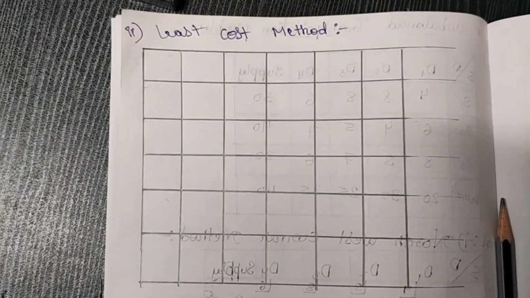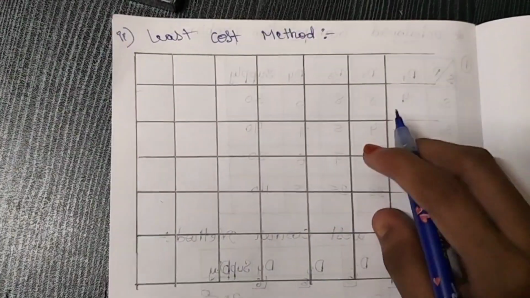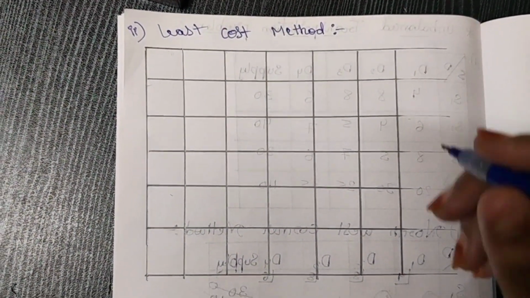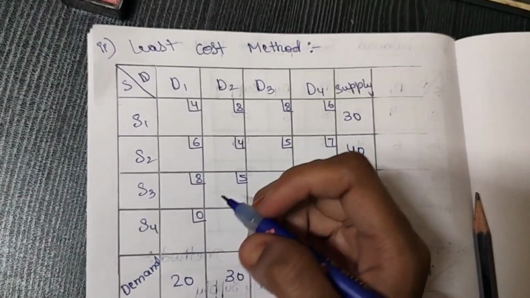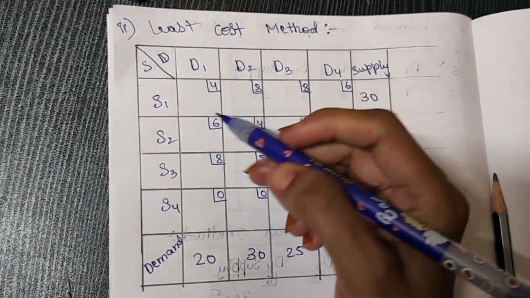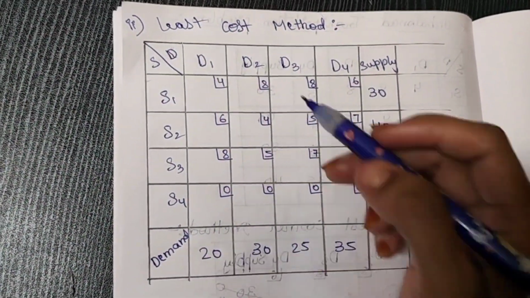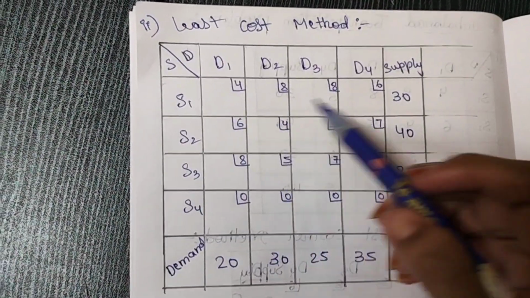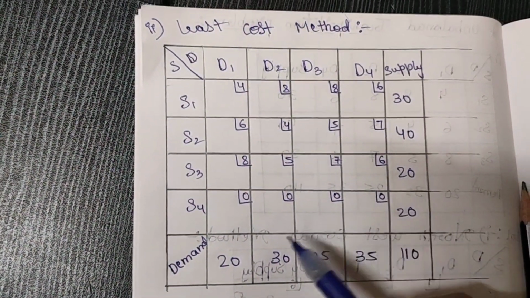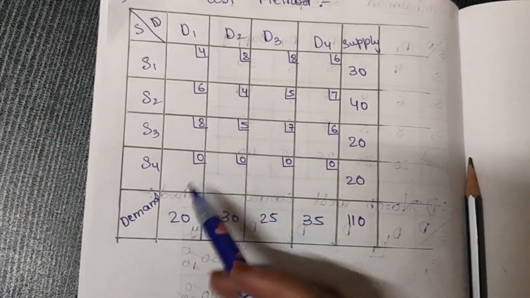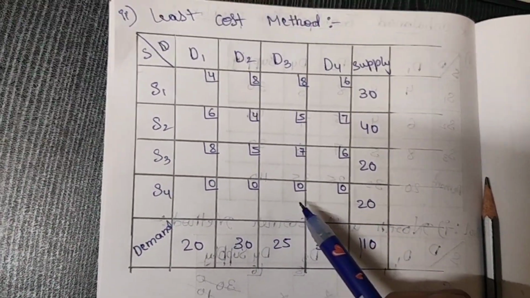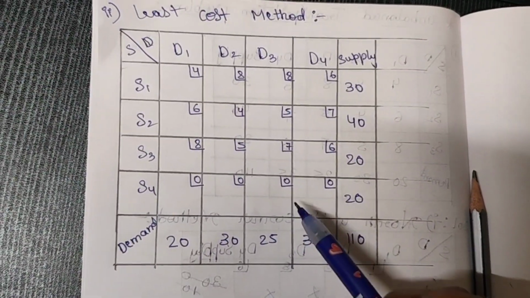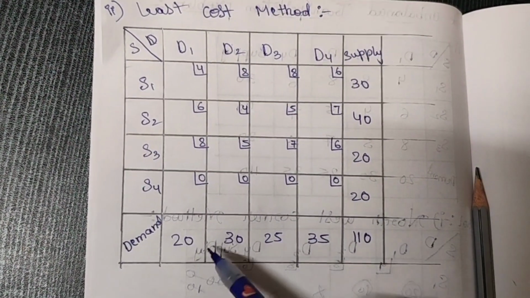Now under the least cost method, we will enter all the values as given in the question. After taking all this cost, under the least cost method, we will check which of these cells have least cost. So we have least cost, that is 0. We have 4 zeros. We have a tie for zeros. When we have a tie, we have to check the quantity to be allocated.